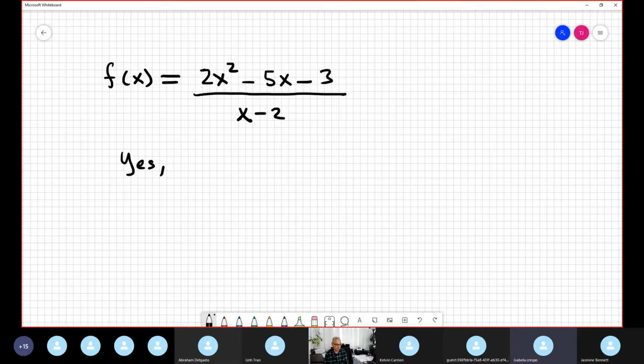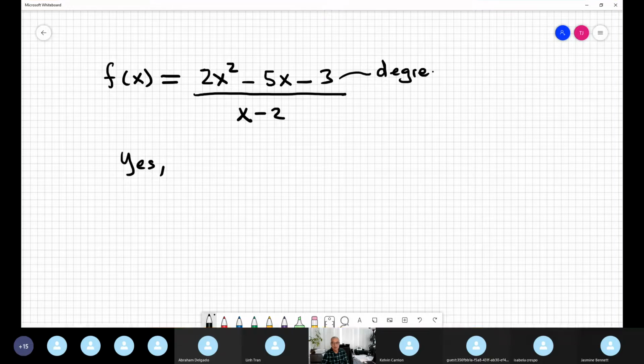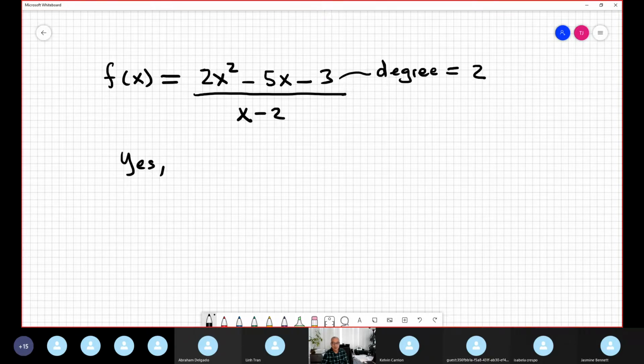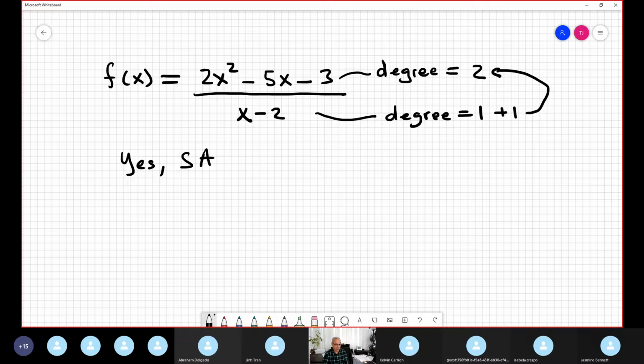Because the degree of the top equals the degree of the bottom plus 1. Again, it is the analysis of the degree. The degree of the polynomial on the top is 2. The degree of the polynomial in the bottom is 1, it is linear. Therefore, this is 1 plus 1 equals 2. Yes, we have a slant. Now, to find the equation for the slant, we need to do the division.